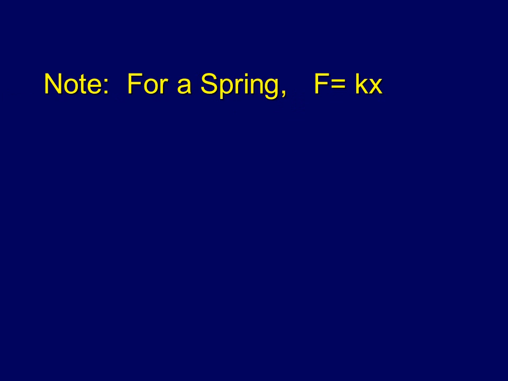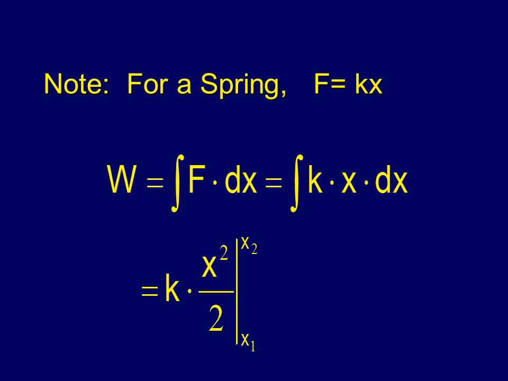Okay, if we look at a spring, force is equal to kx, and this specifies what's happening along the path, k being the spring constant. Then work is equal to the integral of F dx, which equals the integral of kx dx, and you get this result, kx squared over 2, evaluated between the limits. So there's an example of a path type function.